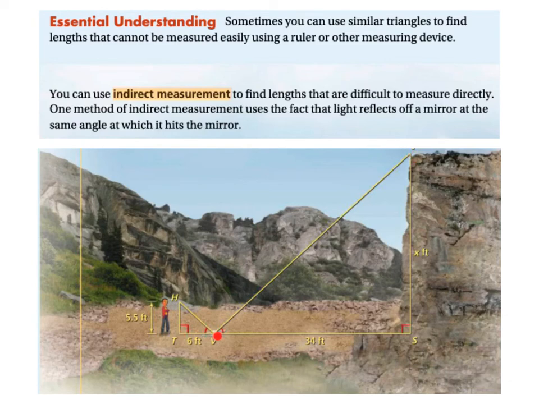And we're on level ground, so you have 90-degree angles here, and we know that these angles are the same because that's what it says up here. Light reflects off a mirror at the same angle which it hits the mirror. Then we have angle-angle congruence, and we have similar triangles. Okay, we're going to do that on the next slide as a problem.